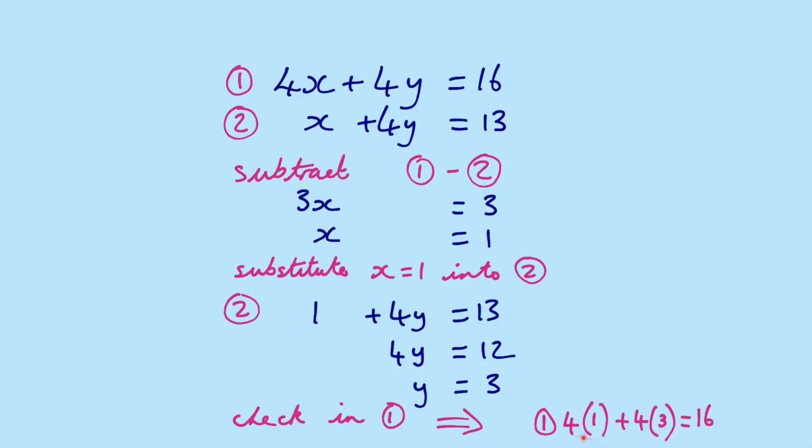And 4 times 1 is 4. 4 times 3 is 12, so 4 plus 12 is 16. Therefore, we know that my answer is definitely correct.